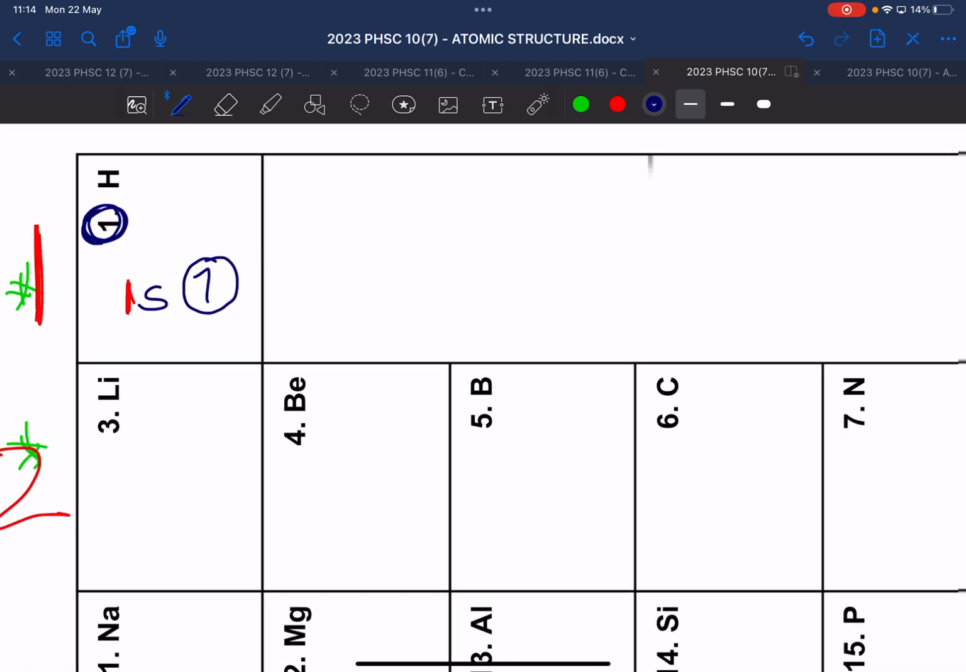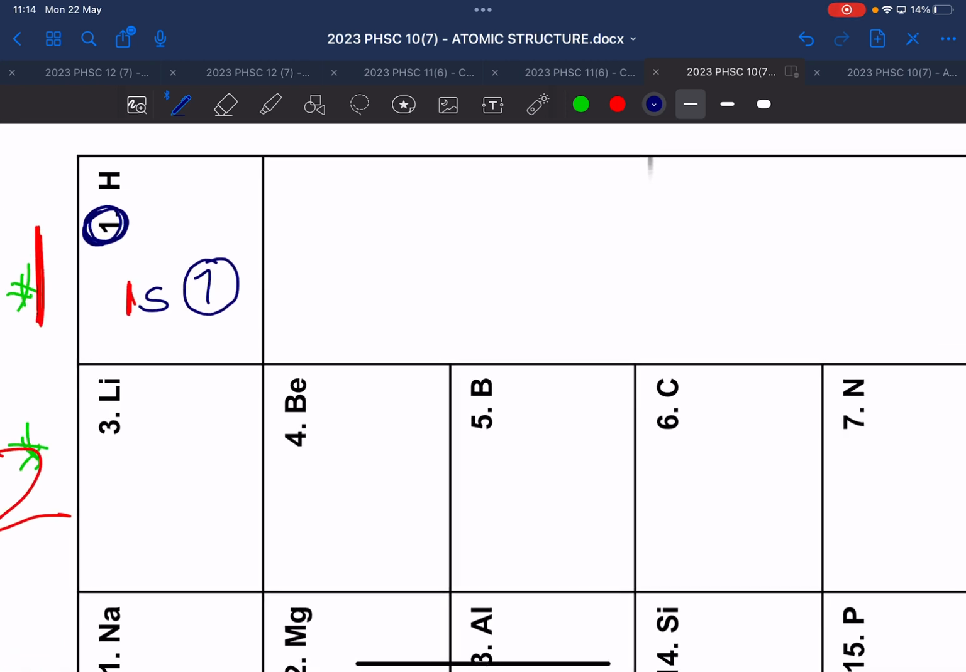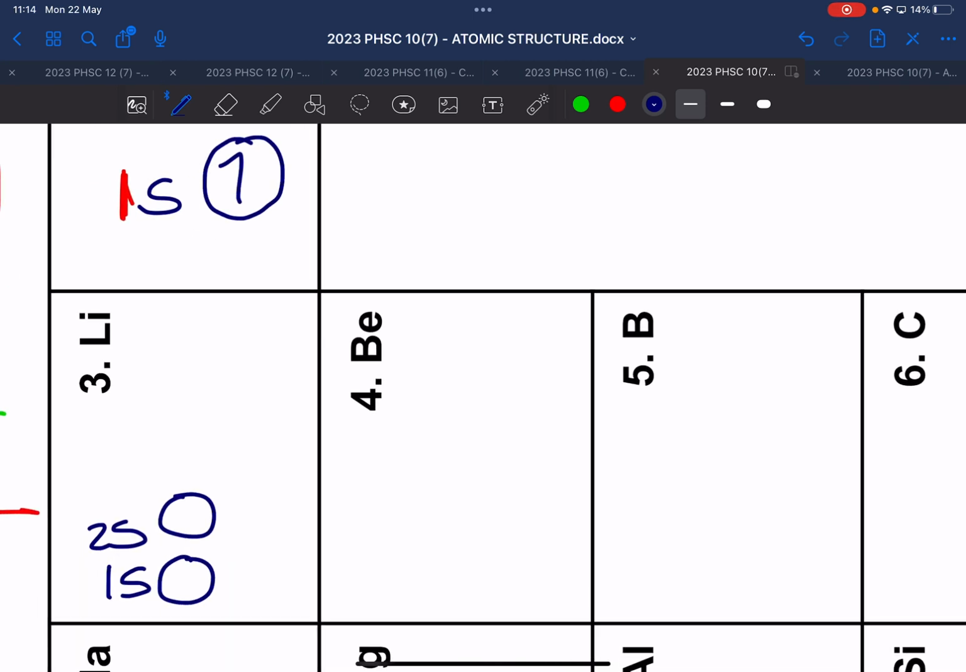Let's go one down to lithium. Lithium is in the second energy level, so you have to start at the first energy level, and then you can go to the second energy level. How many electrons does lithium have? It has 3 electrons. So you go 1, 2, 3.